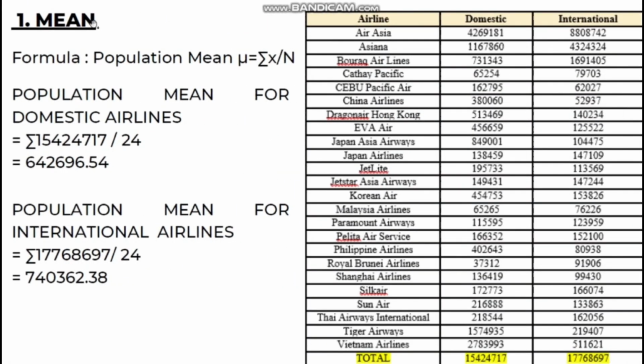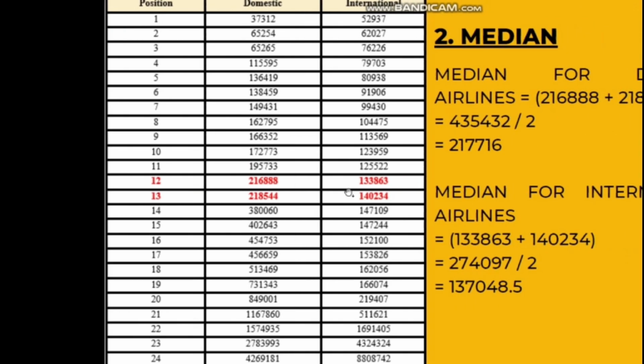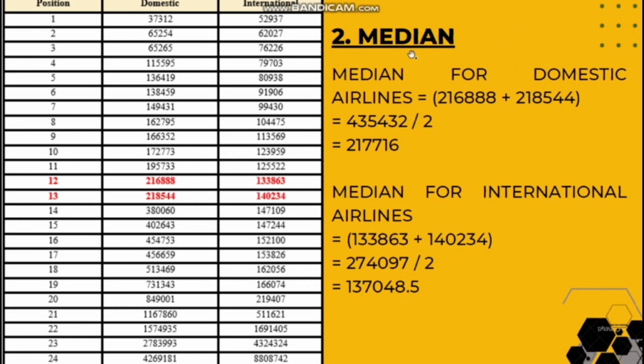First, the mean. We use the population mean formula, which is the sum of all data values divided by the sample size. For the data given, after using the formula, we got a mean of 642,696.54 for domestic airlines, while for international airlines, we got 740,362.38.